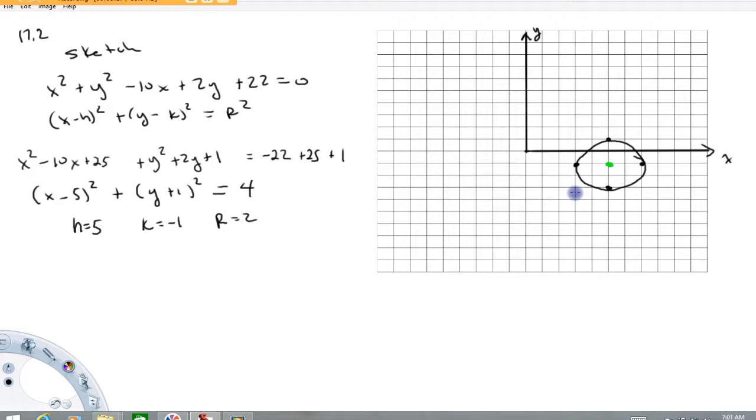All right, so these points here, again, remember this was the point 5, minus 1. This one's 2 more to the right, so that's 7, minus 1. This one's 2 more to the left, that's 3, minus 1. 2 more down, so that's, let's see, 5, minus 3. 2 more up, that's the point 5, 1.